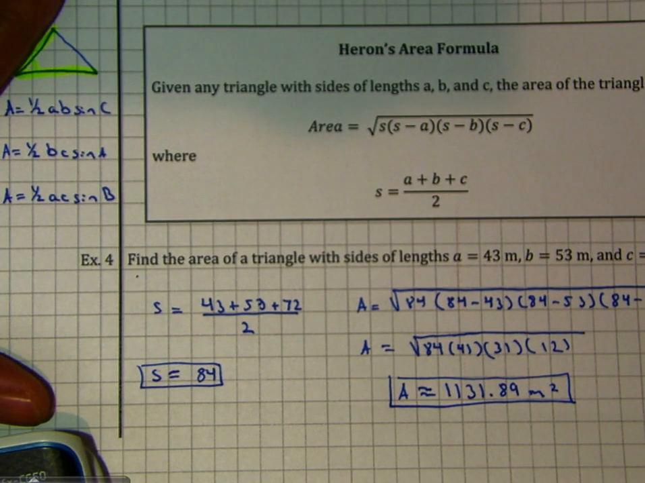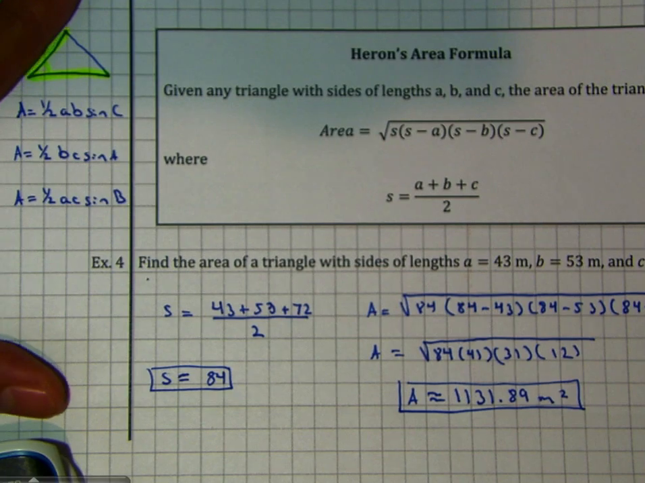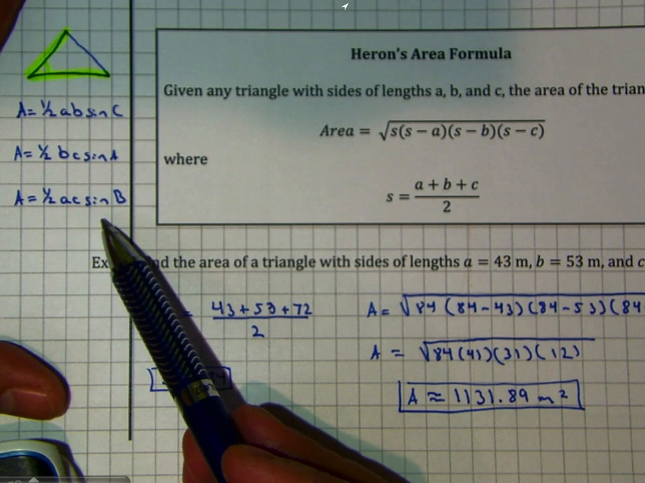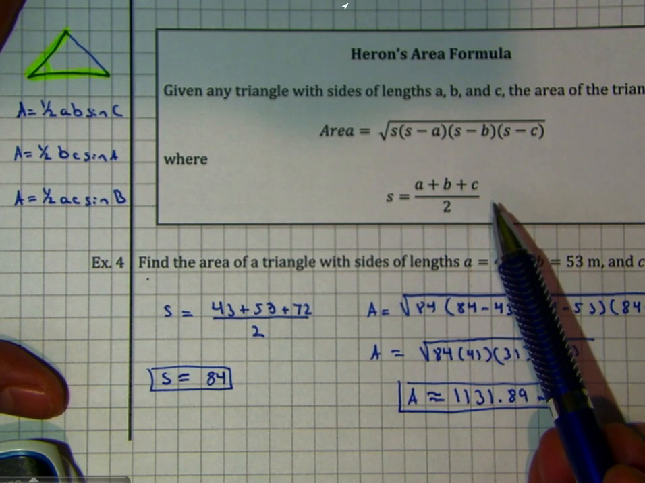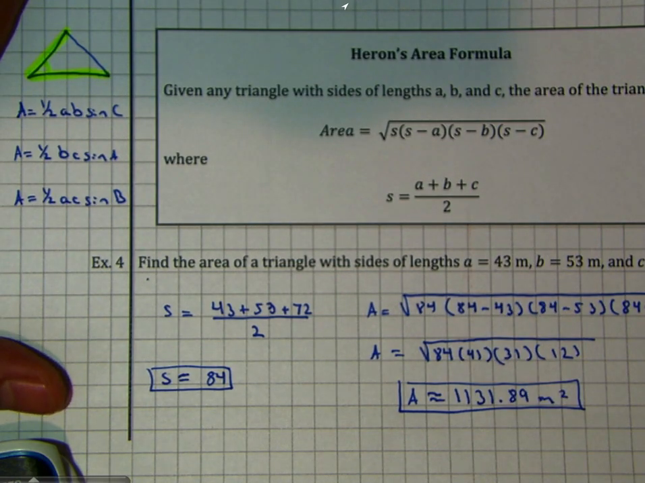So now you have three different ways that you can find the area. 1/2 base times height, you can use your sine formula to find the area, or you can use Heron's formula to find the area. So this will conclude the lesson for today.